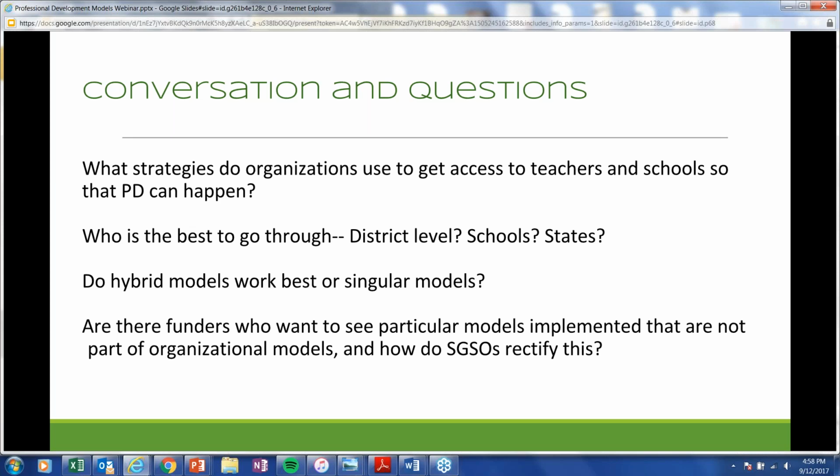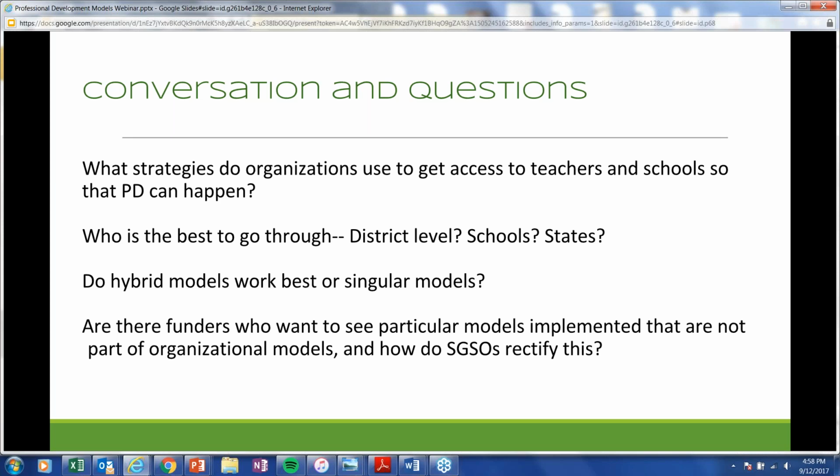Who's best to go through? District, schools, states? Depending on the organization, we found that there's not one answer. Do hybrid models or singular models work best? And one of the big things that came off of this was funding, right? How are all of these different pieces funded?